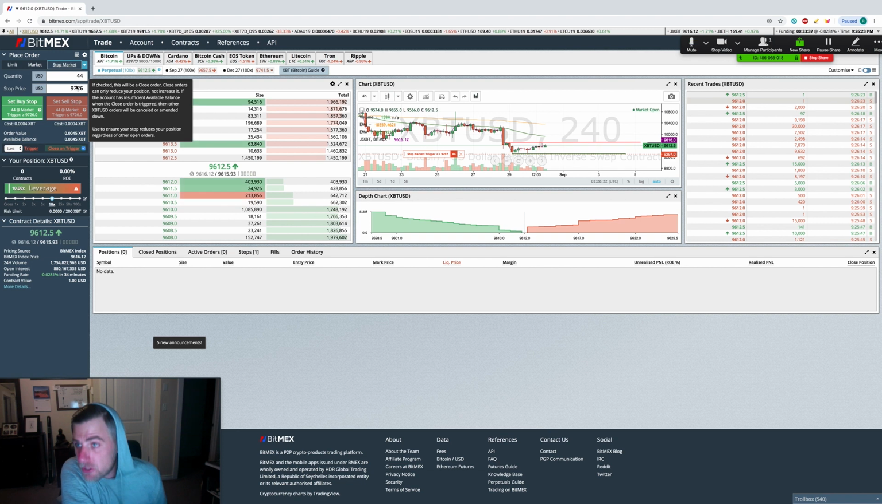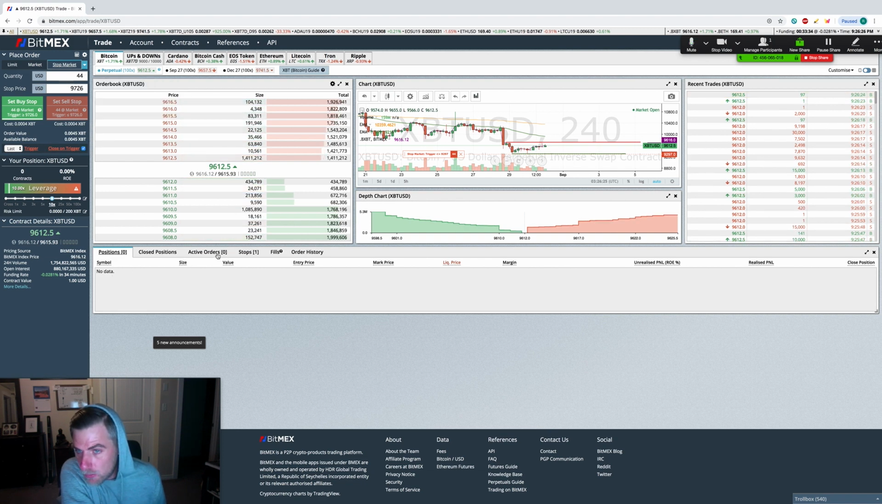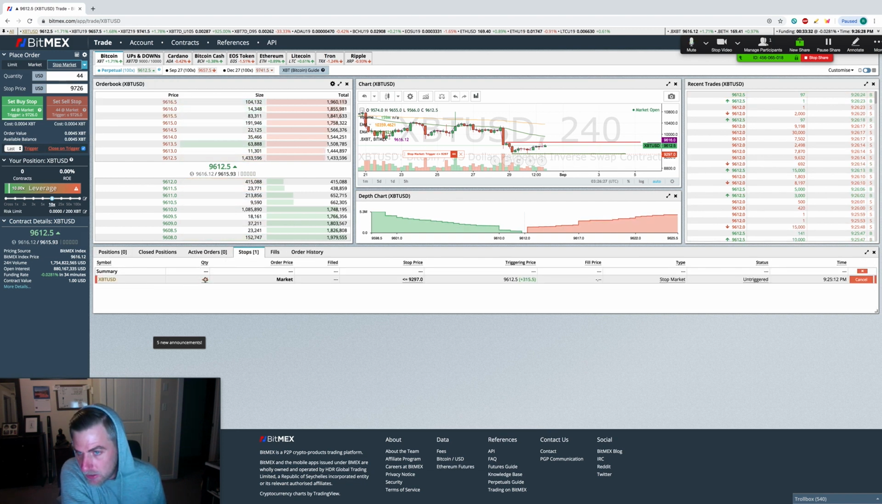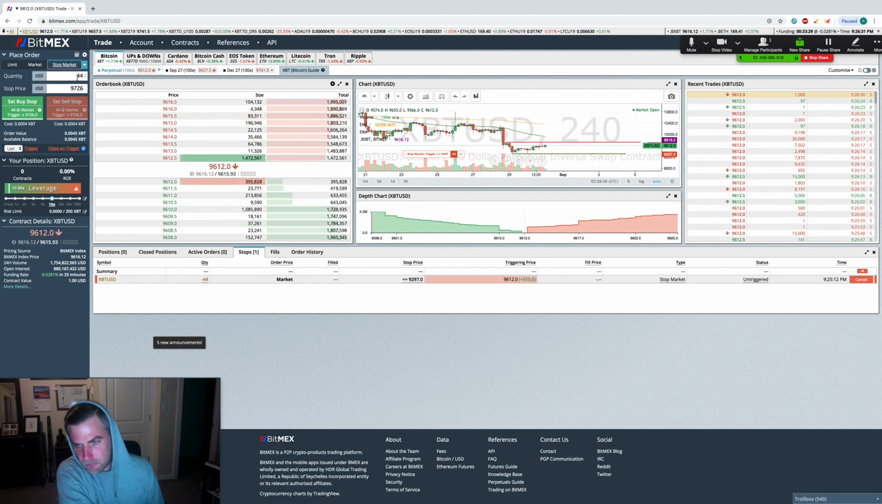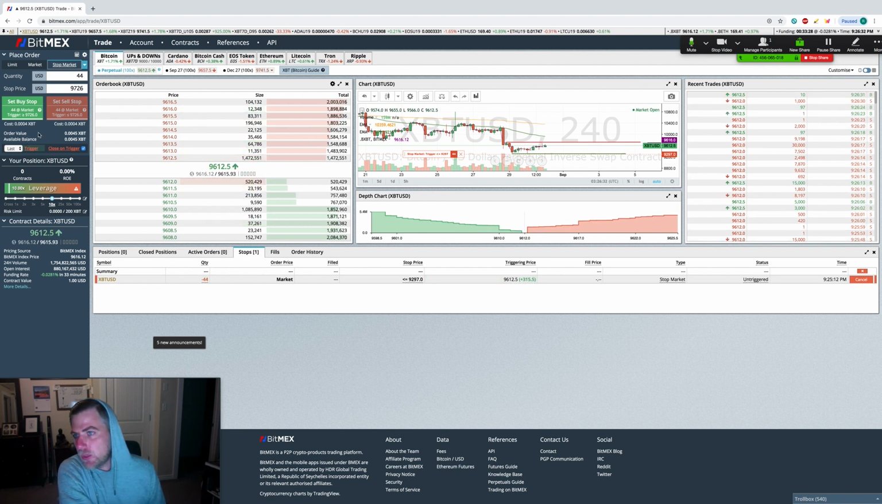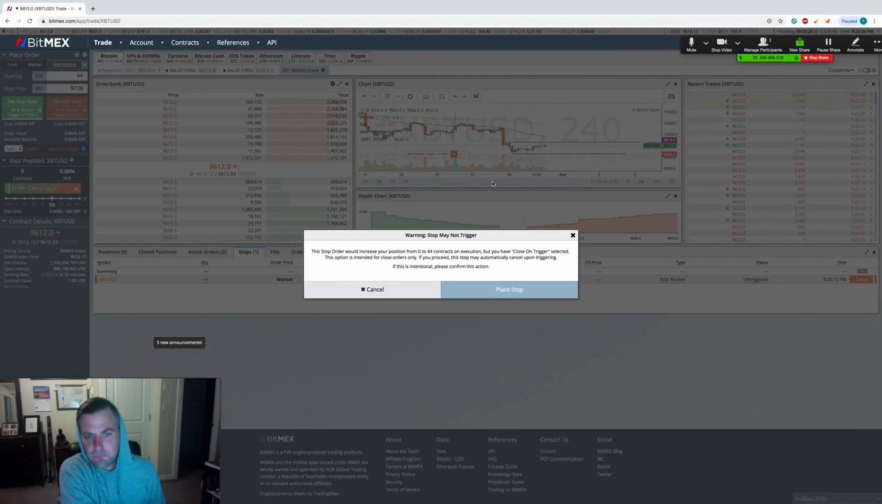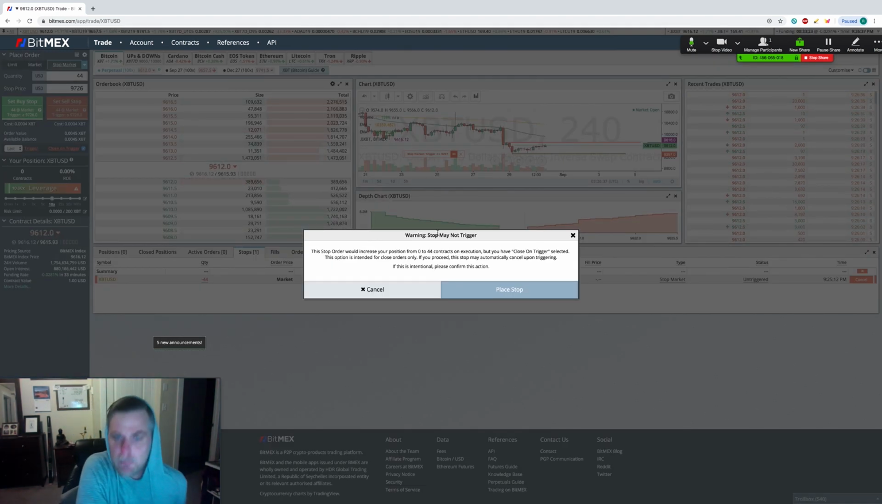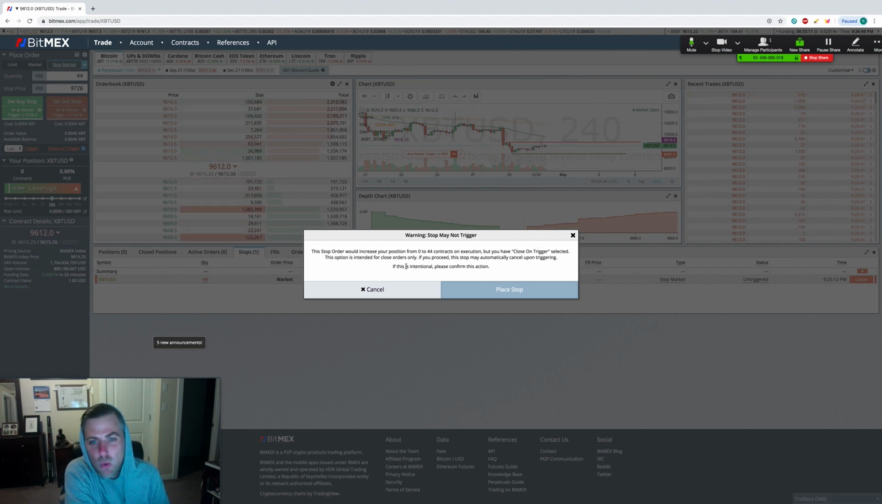We make sure close on trigger is selected. We want to make sure it's the same amount of contracts. And then we go ahead and click buy. Now we get a warning, stop may not trigger. This stop order would increase your position from 0 to 44 contracts on execution, but you have close on trigger selected. This option is intended for close orders only. If you proceed, this stop may automatically cancel upon triggering. If this is intentional, please confirm this action.